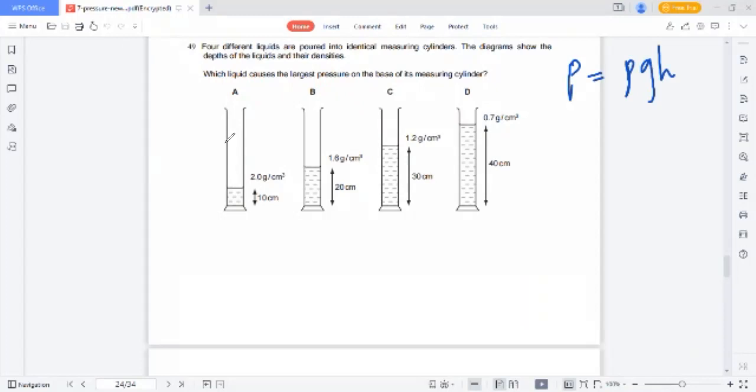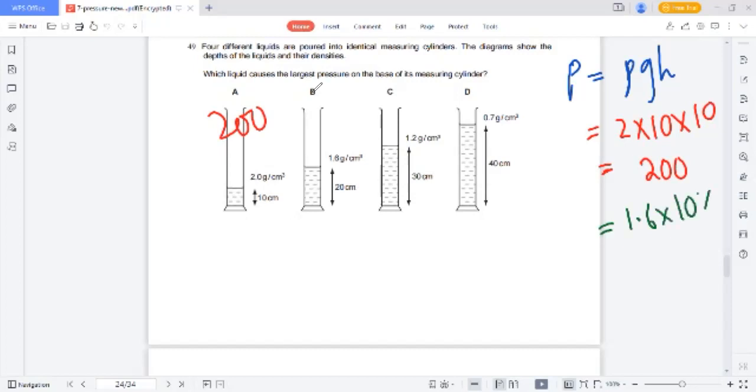So let's consider the first one. Rho is 2, g is 10, h is also 10. So answer is 200. So this one is 200. Second one. Rho is 1.6, g is 10, h is 30. So if you multiply them, 300 and it would be 480. So this one is 480.